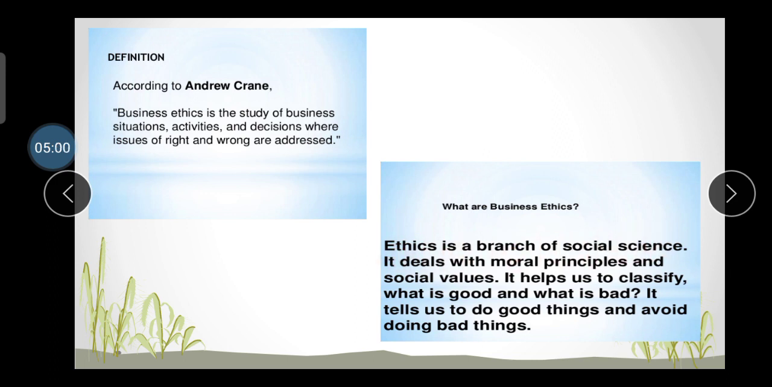Then ethics is a branch of social science. It deals with moral principles and social values. It helps us to classify what is good and what is bad. It tells us to do good things and avoid doing bad things. You can easily identify that this thing is good for my business and this thing is not good for my business. Some businesses sometimes do this type of work, where they get higher profit at the cost of the satisfaction of the customer.